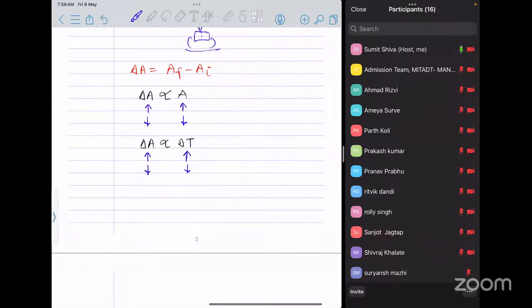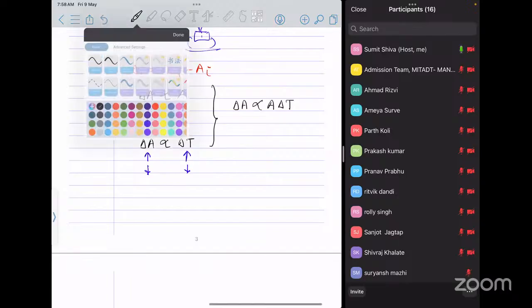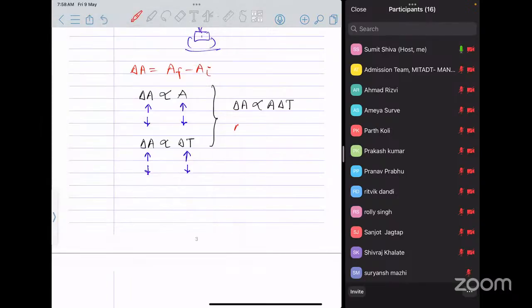If you will club these two factors, you will get delta A directly proportional to A delta T. And on the elimination of proportionality, we will have a constant here, proportionality constant, which is given by beta this time. So this will be delta A equals beta A delta T. This is the mathematical formulation for superficial expansion or expansion in 2D in any material.